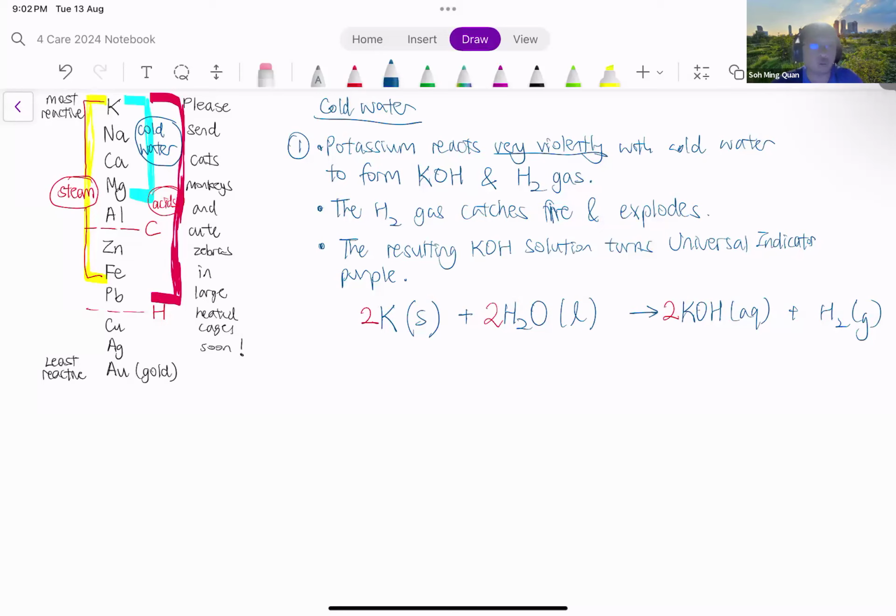Now, we will go on to the other metals, but I won't go through all of them in this level of detail. Okay, but I'll just bring you quickly through them. All right. The next metal is, of course, sodium. Now, sodium is less reactive than potassium because sodium is actually lower in the reactivity series. If you are lower in the series, you are less reactive. All right. Now, because you're less reactive, sodium is not very violent. Sodium is just violent with cold water.